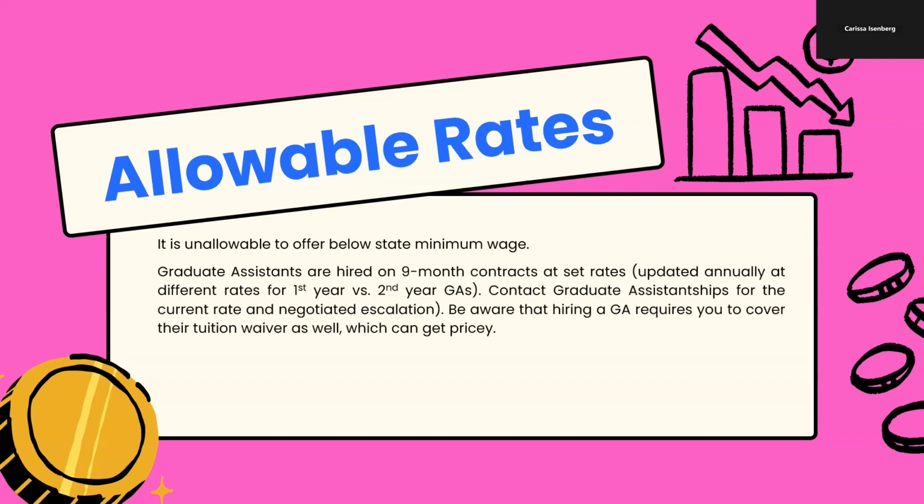If you are budgeting for a graduate assistant at UIS, that title is reserved for a 9-month contract employee. So if you are hiring an hourly graduate student, we do ask that you use a different term than graduate assistant. The rate to pay a graduate assistant is updated annually, and first year grad students are paid at a different rate than second year graduate assistants. To check for that current rate and the negotiated escalation, go ahead and check in with the graduate assistantship office so that you are using the most current numbers.